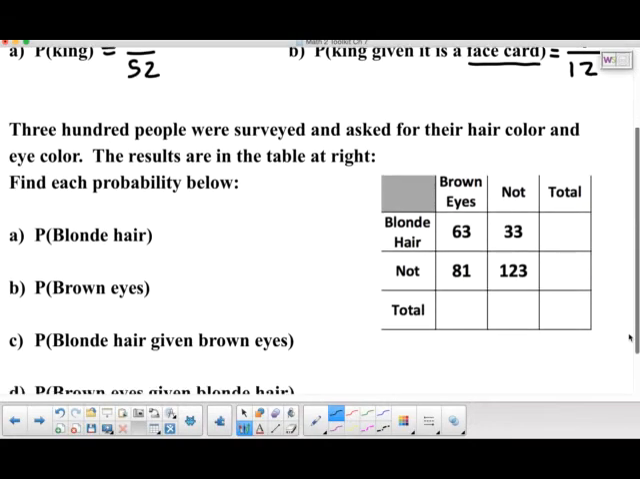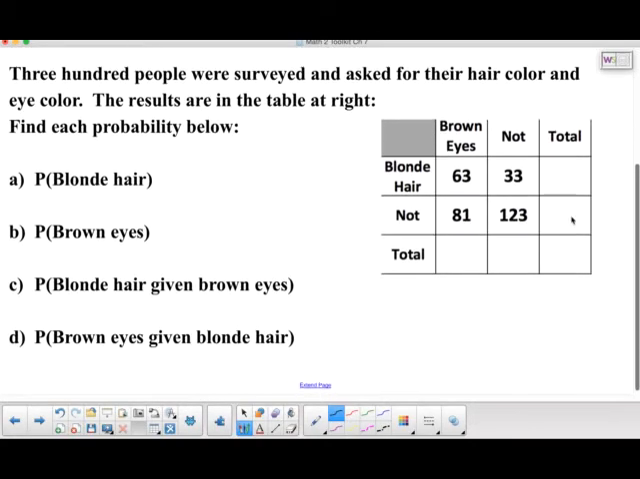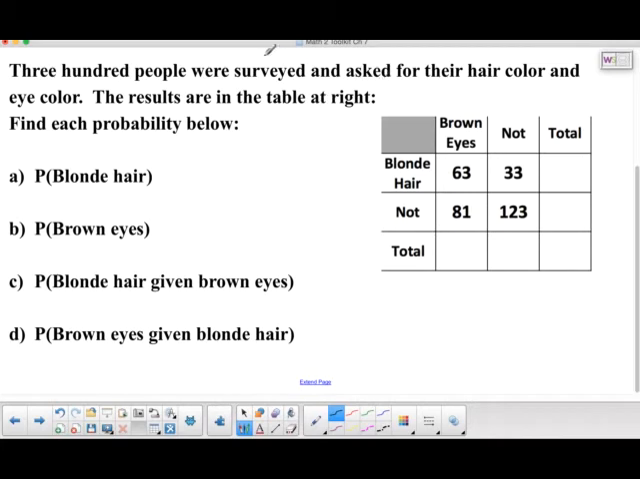So let me give you another example of something you'll see an awful lot in our CPM book, and that is where you're going to be actually given a table. So in this case, 300 people were surveyed, and they were asked, hey, what's your hair color and what's your eye color? And so the results were recorded over here. And we're going to answer these questions over here in a moment. So you've got this table, and typically the totals are not given to you. You'll typically see all the numbers are in the middle, but not the totals. In fact, you may not even see a total for the column and a total for the row, but you want to go ahead and include that in there.